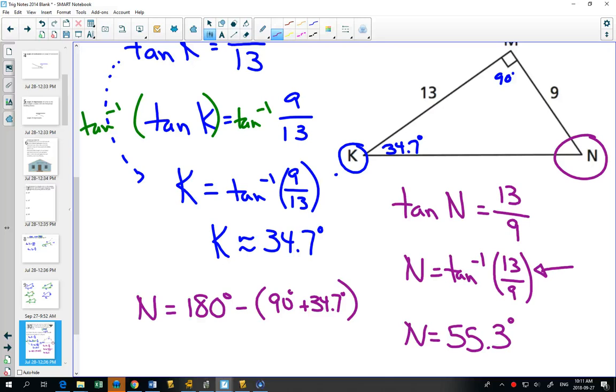Okay? So on your test, if you just put some invisible brain cells in between those two steps, then I can see that you thought about it and you're fine. Gotcha. Good. Nice. So now we have our calculator has 9 over 13 memorized, and it tells us it's 34.7.